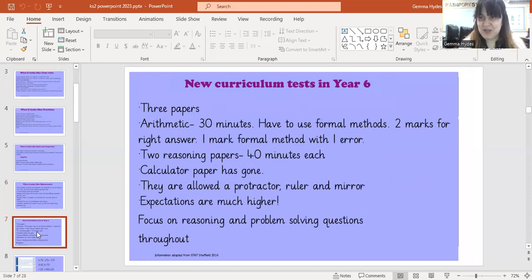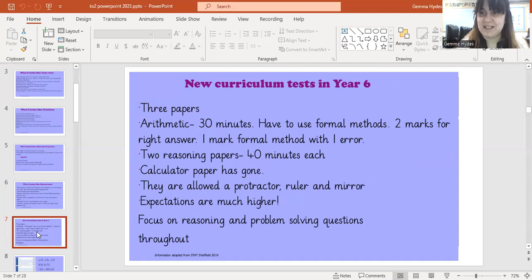So the reason they do all of this is because they are building up towards the Key Stage 2 SATs, which happen towards the end of Year 6. And this is a Key Stage 2 paper. So a lot of the questions in the paper will cover the curriculum from Year 3, Year 4, Year 5, and Year 6. So it's not just a Year 6 paper. There are 3 papers in total.